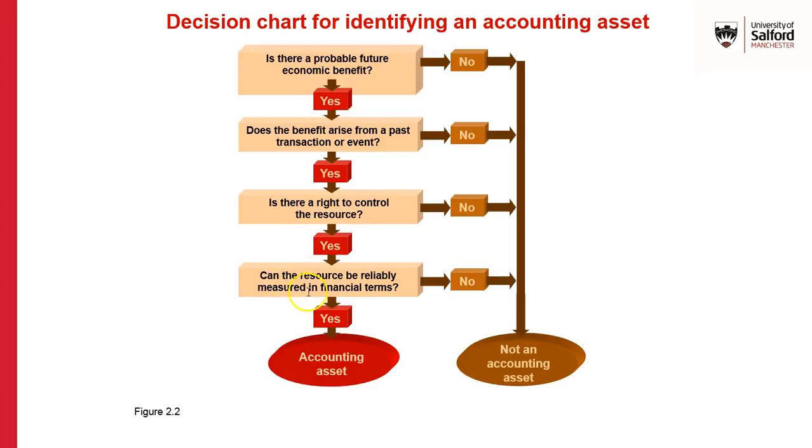Can the resource be reliably measured in financial terms? That's an issue. You may have bought something with the idea of using it for some very profitable activity, so it might be very valuable to you, but actually we can't really measure that profitable activity until it happens, and therefore we're not going to include it as the valuation. That kind of judgment is addressing this issue: can it be measured in financial terms? If it's no to any of those questions, then it's not an asset. If it's yes to all of those questions, then it is an accounting asset.